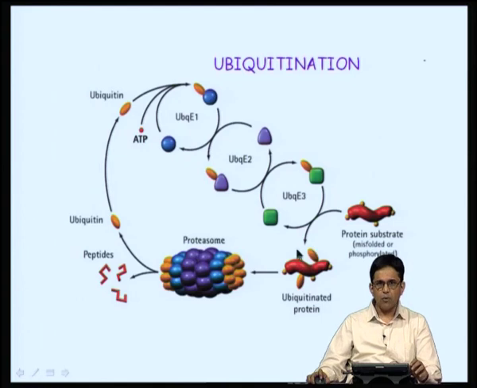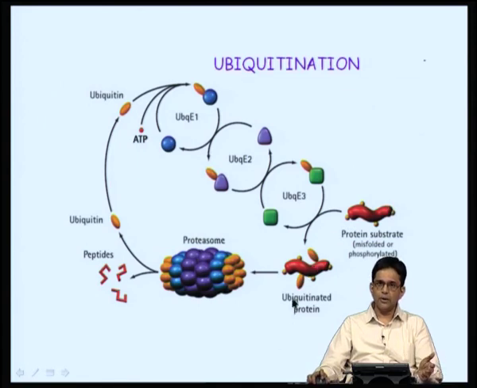Okay, so this is what is shown with respect to ubiquitination. You have ubiquitin which gets linked up with different enzymes, the E1, E2, E3. Ultimately, you have this particular protein substrate which is misfolded or phosphorylated, which needs to be targeted. And so this gets ubiquitinated, and this is shown over here.